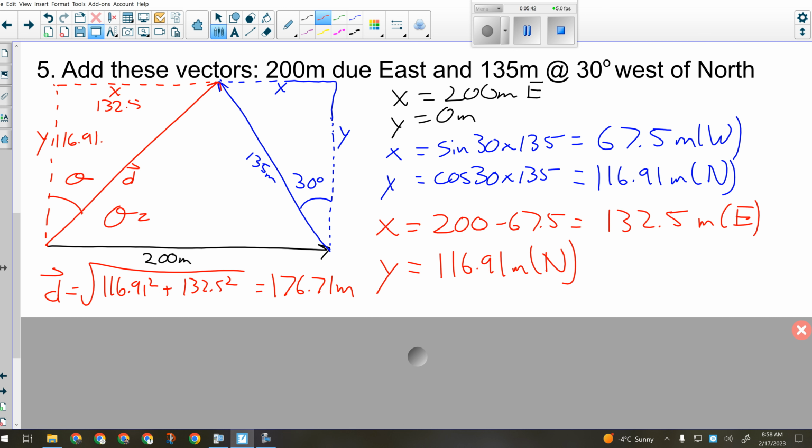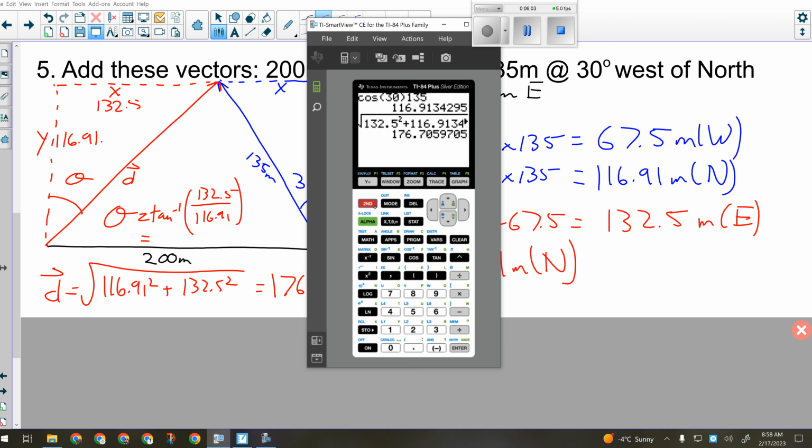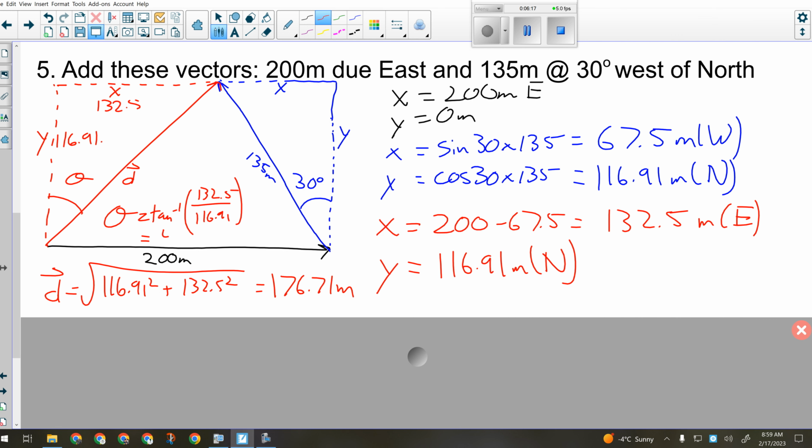Okay, so theta, depending on which way you drew the triangle, is going to be inverse tan, or any trig function you want because you know all three sides now. For me, 132.5 over 116.91. All right, so I'm looking at 48.58 degrees. And for me, that is going to be east of north.